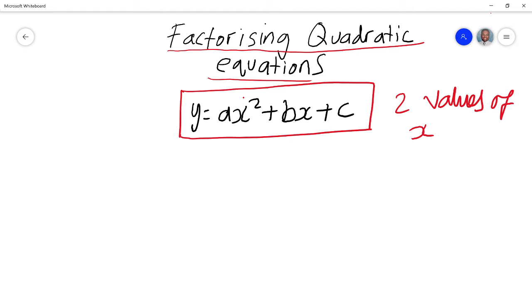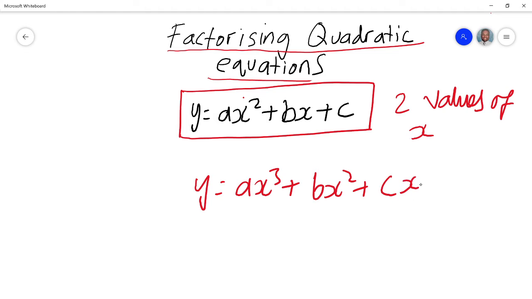You have another type of equation called a cubic equation, and that's written in the form y is equal to ax cubed plus bx squared plus cx plus d. In a cubic equation you're going to get three values of x. But in this situation we're only going to be talking about quadratic equations.